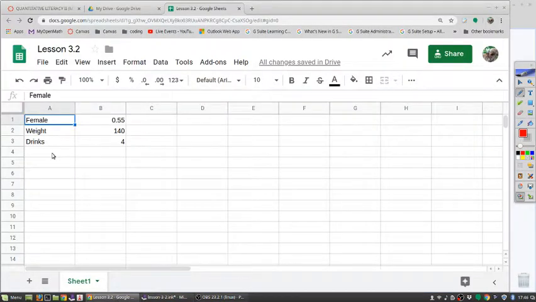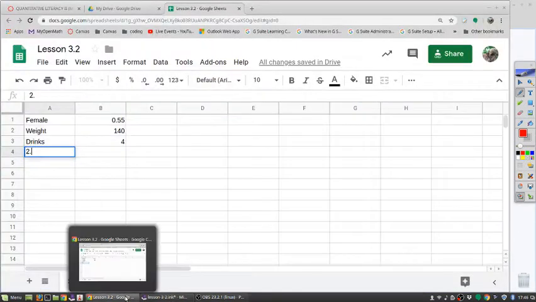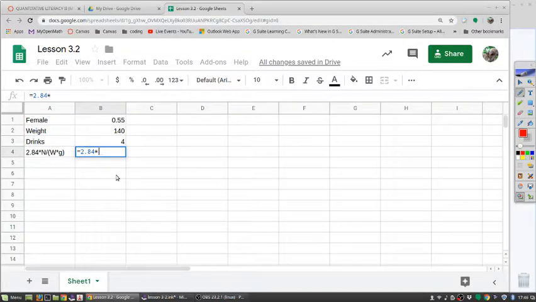So I'm just going to make a note down here that I'm going to figure out, let's see, is it 84 or 48? It is 84. 2.84 times the number of drinks divided by parentheses the weight times the gender factor. And so over here I'll make that calculation. To make a calculation you have to type equals first. So I have 2.84 times the number of drinks. Now, since that number already appears on the screen, I don't need to type the 4. I just click on the 4.